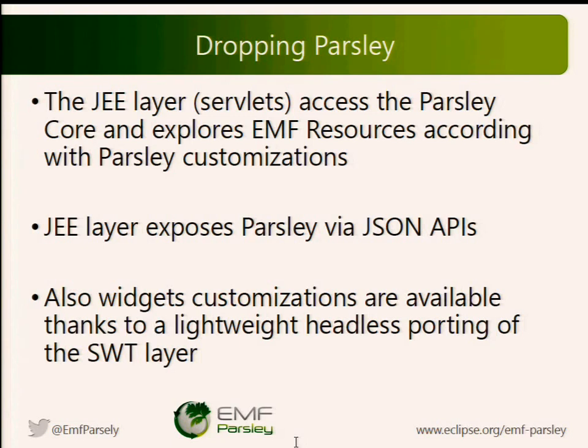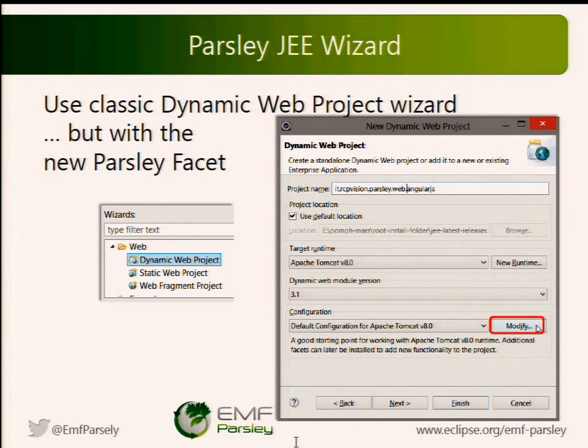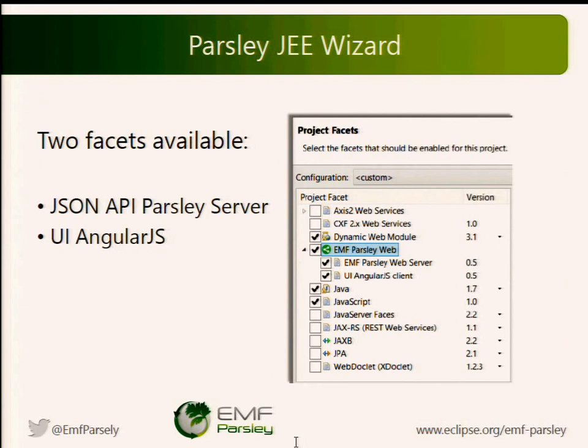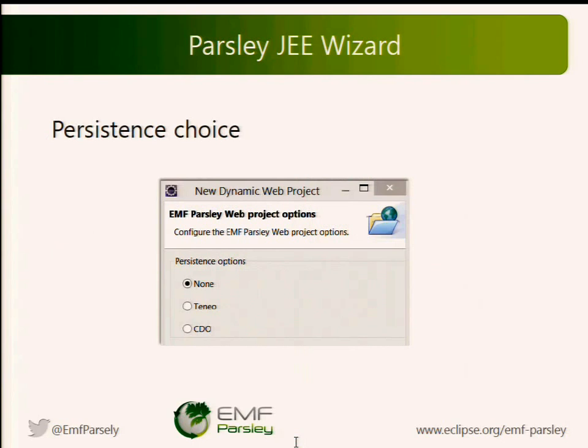We also implemented a headless and lightweight porting of the SWT layer that allows you to customize widgets. So you can use the classic dynamic web project wizard, and we implemented a couple of new facets: the JSON Parsley server facet, and in this case, the UI AngularJS part, as an example. If you want to use the EMF persistence capability, you can still use them. You have, for example, Teneo and CDO out of the box, but you can also provide your own resource management, as we did in the Gmail example.